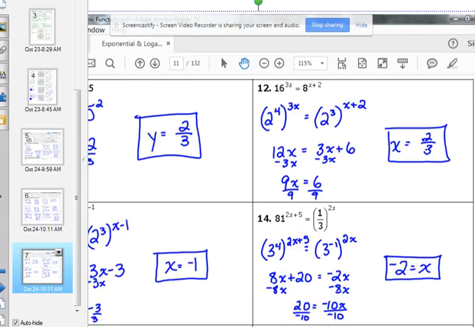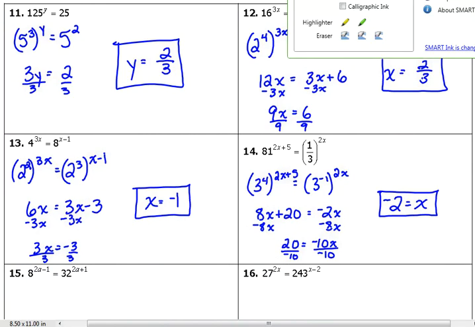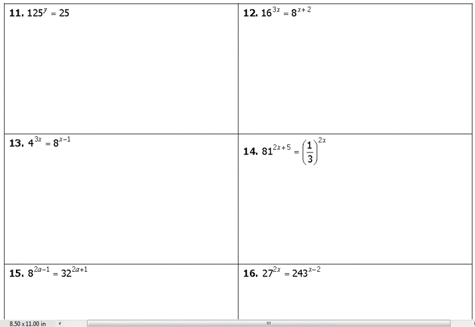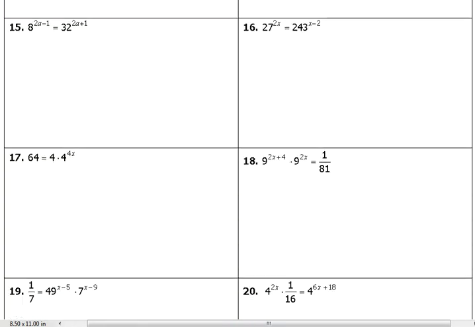So, not that much more complicated. We've just got to think a little bit more, because we have to rewrite both sides. Let's do a few more examples just to make sure that we've got it.